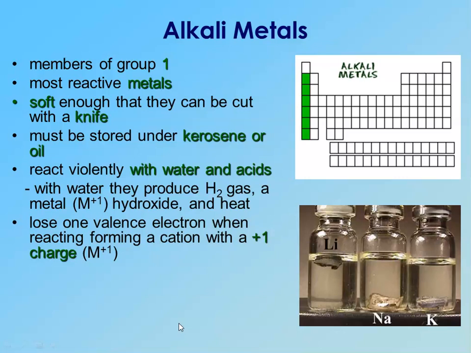They need to be stored under kerosene or oil so they don't react with the air. They do react super well with water and acids. They'll produce hydrogen gases and basic solutions along with a lot of heat. They lose one valence electron to achieve their stability. That's why they're so reactive. They'll form +1 cations, so they can have a full valence shell of electrons.